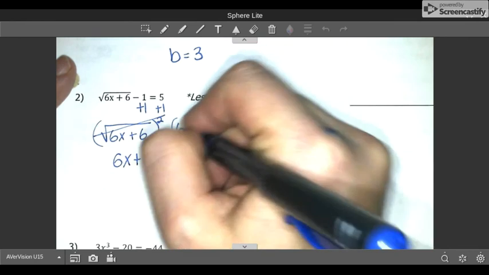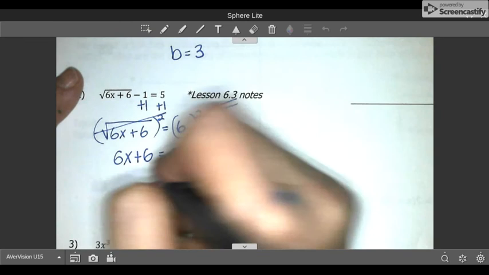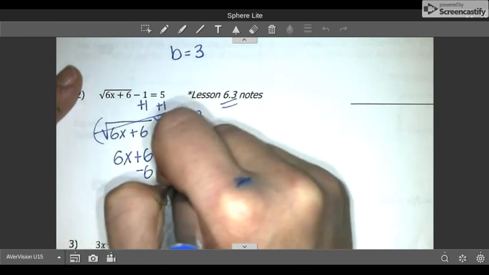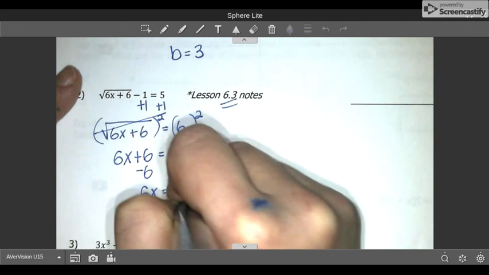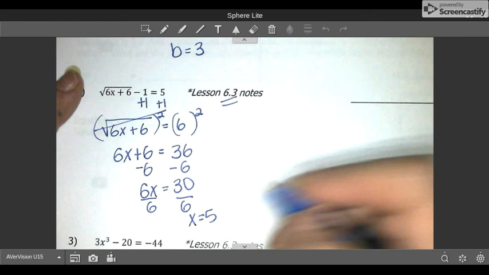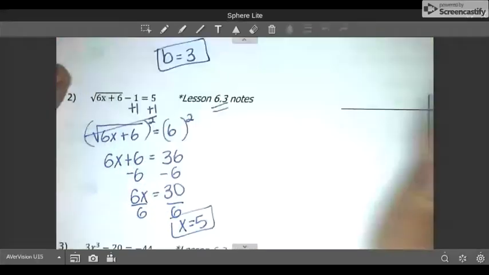6 squared is 6 times 6, which is 36. Next thing you have to do is take away 6 from both sides. You have 6x equals 30. Then divide by 6 on both sides, x equals 5. All right. If you could just do me a favor and box in your answers, it's easier to find them.